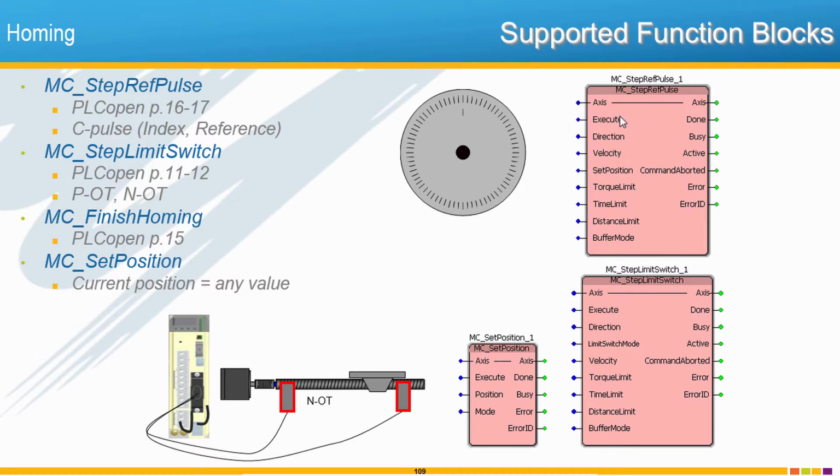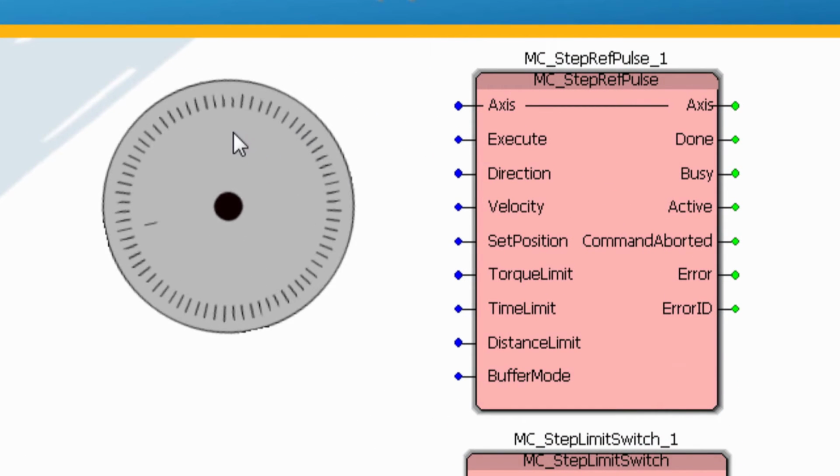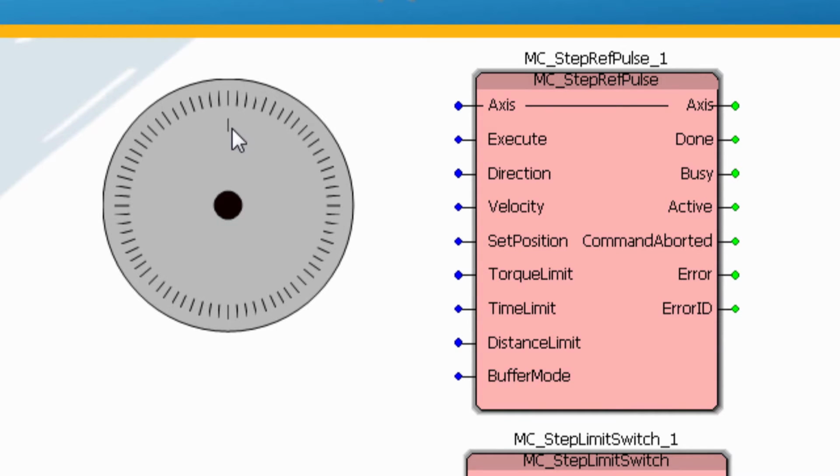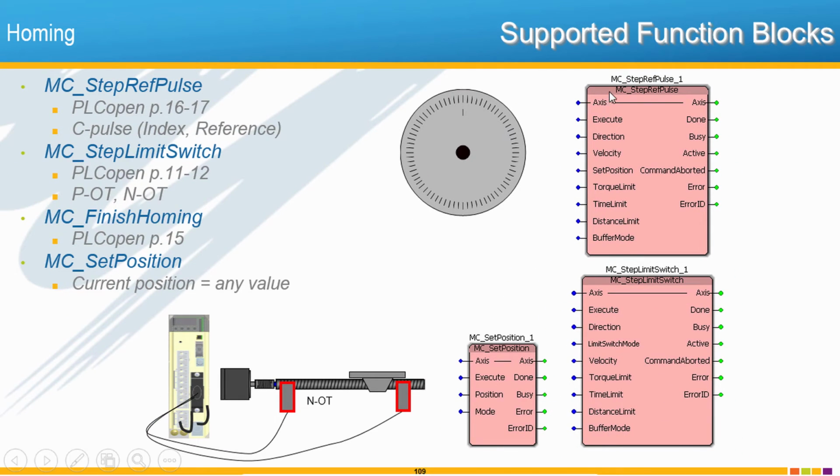MC step ref pulse uses the reference pulse of the encoder. Every encoder should have a once per rotation reference pulse. Just click my animation here. So the motor moves until it finds that reference pulse, and then will even move backwards to line up with that reference pulse. I'll just show that again here. Moves, finds reference pulse, moves back to line it up. So that's what MC step reference pulse does, and you give it the direction, the velocity, the final position, and then any limits that you'd like to be implemented while that motion occurs.